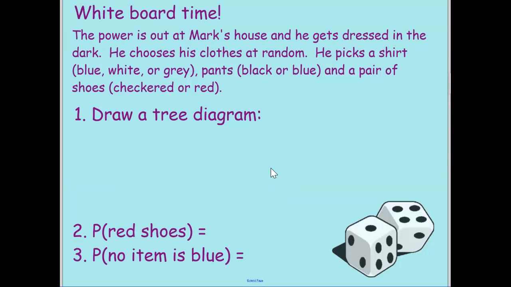Let's try another example here. I want you to draw a tree for this one. So grab your whiteboard or your scratch paper and get ready to draw. It says the power's out at Mark's house and he gets dressed in the dark. He chooses his clothes at random. He picks a shirt: white, blue, or gray. He picks pants: black or blue. And he picks a pair of shoes: checkered or red. So draw a tree diagram that represents all the possible choices.